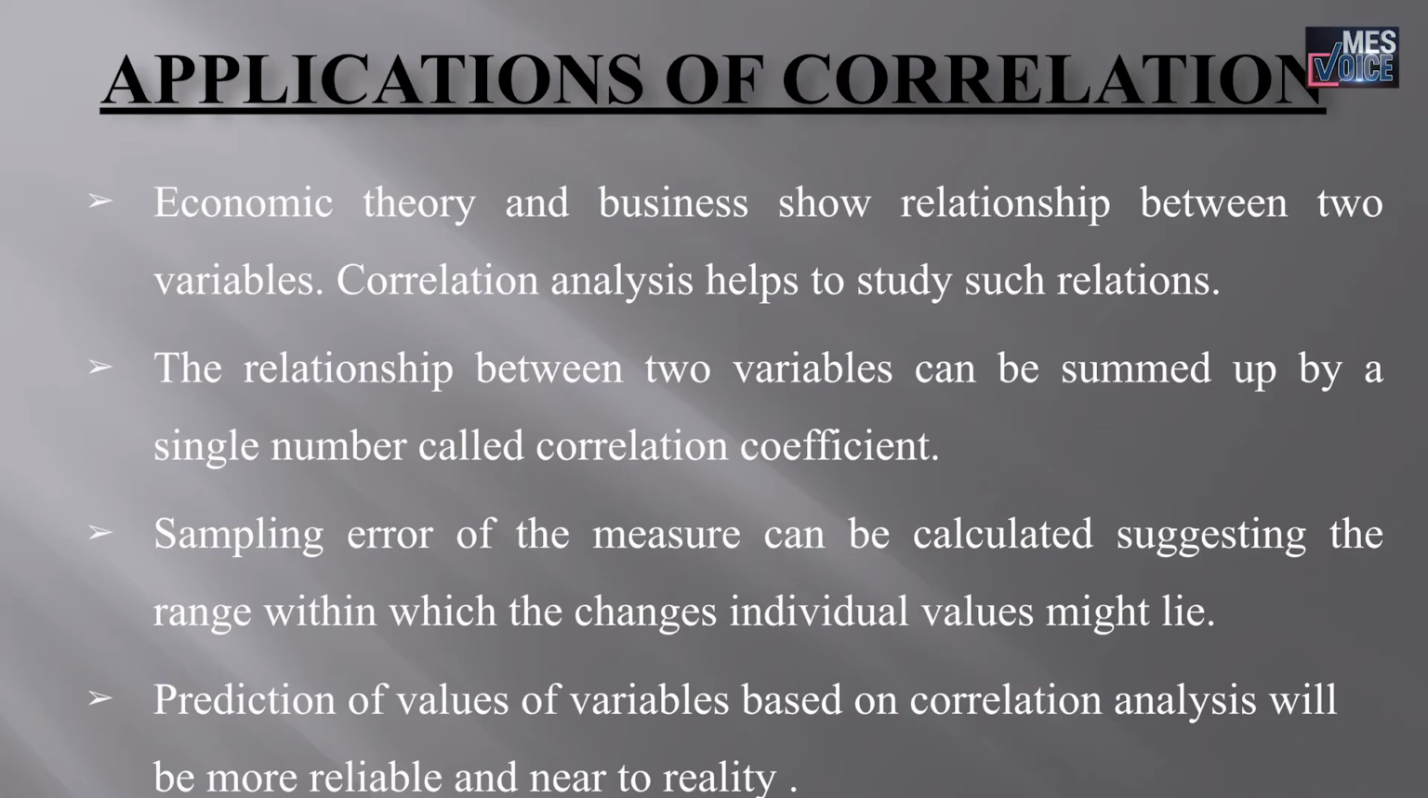Now, moving on to the applications of correlation. Economic theory and business show relationships between two variables. Correlation analysis helps to study such relations. The relationship between two variables can be summed up by a single number called the correlation coefficient. Sampling error of the measure can be calculated by using correlation. Prediction can be done. Also, the concept of regression is based on correlation analysis.